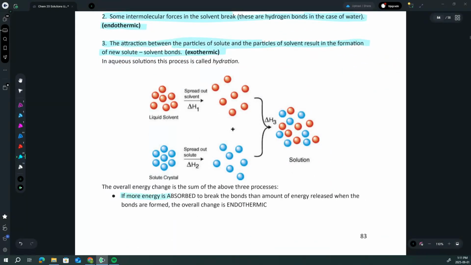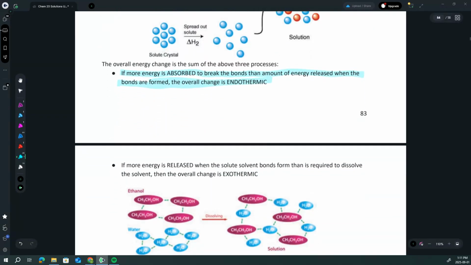So if more energy is absorbed to break the bonds than the amount of energy released when the bonds are formed, the overall change is going to be endothermic, because more energy was required to break the bonds than is given off. But if more energy is released when the solute-solvent bonds form than is required to break the original bonds, then the overall energy change is going to be exothermic, okay?